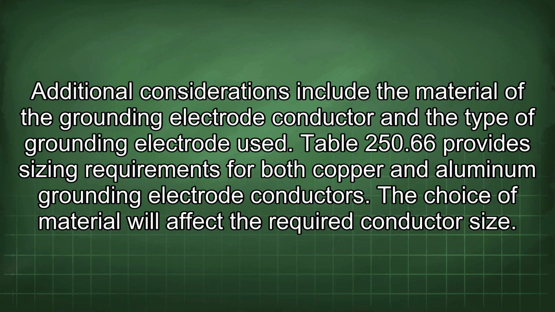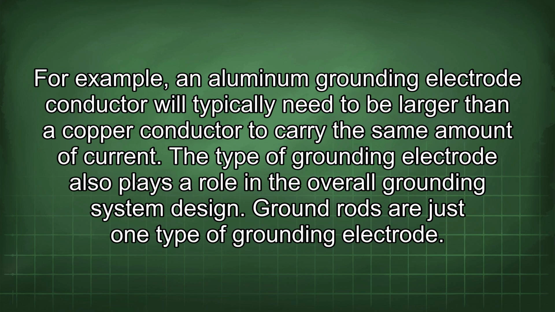Additional considerations include the material of the grounding electrode conductor and the type of grounding electrode used. Table 250.66 provides sizing requirements for both copper and aluminum grounding electrode conductors. The choice of material will affect the required conductor size. For example, an aluminum grounding electrode conductor will typically need to be larger than a copper conductor to carry the same amount of current.